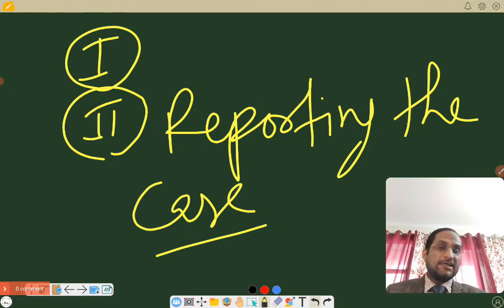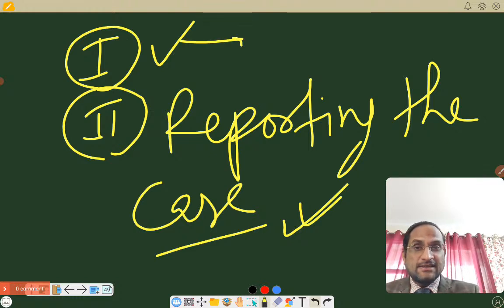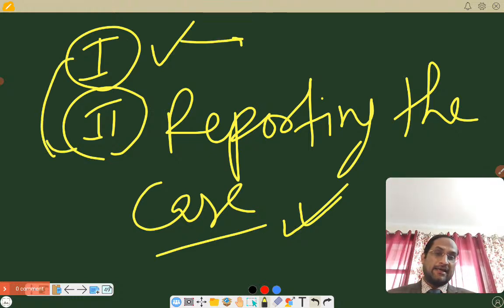What will happen in this second option? Whatever advantages were there in the first option will be disadvantages in this second option, and whatever disadvantage is there in the reporting, what is the disadvantage? You are breaching the trust of the person, trust of your boss. You are invading the private space of the boss. So whatever is the disadvantage here becomes an advantage here. So your point number 1 and 2 are covered.